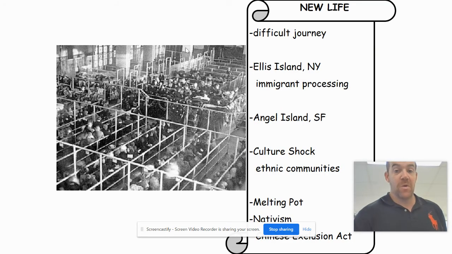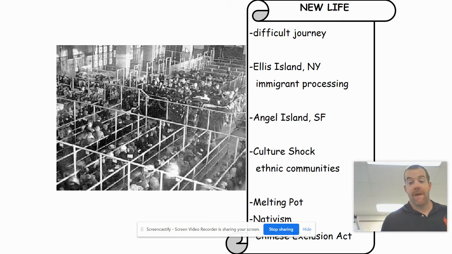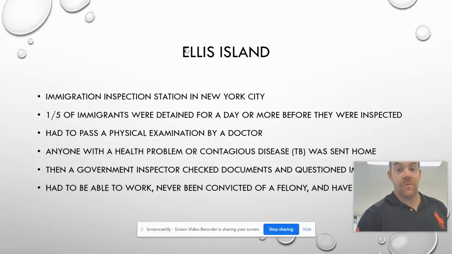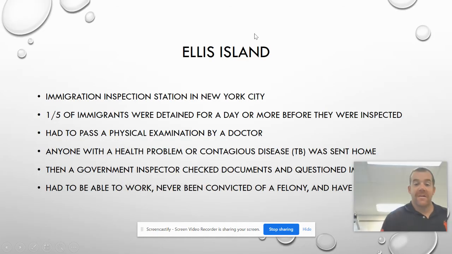So the new life. Well, what do you do once you come to America? These are things we talked about: a difficult journey, culture shock. Now there's two things there. Ellis Island in New York is where they came in through the East Coast. Angel Island, San Francisco, is the West Coast. So at Ellis Island, now they're given a physical examination.